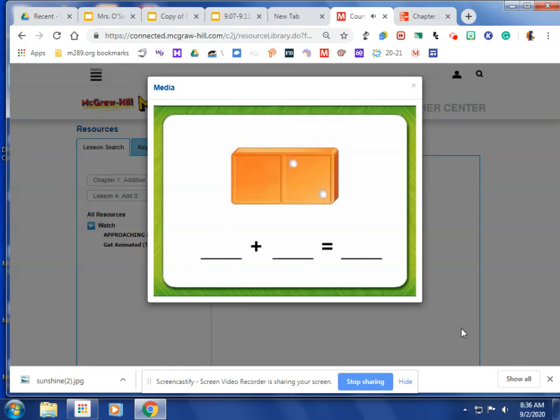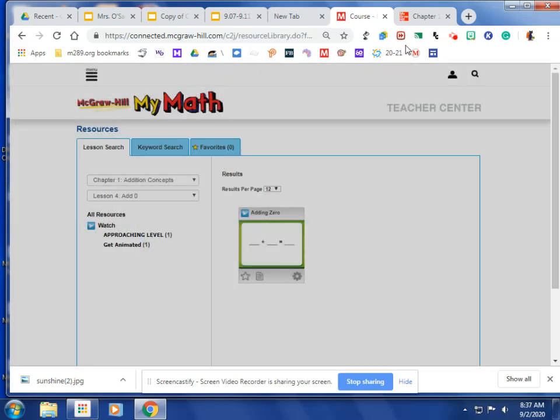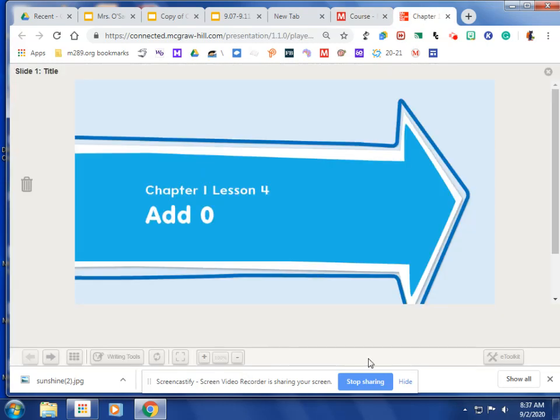Let's try one more. There aren't any dots on the left side of the domino, so we write 0. There are 2 dots on the right side of the domino, so we write 2. 0 plus 2 equals 2. All right. Very good. Adding 0 to a number means the number stays the same. And so we're working on chapter 1, lesson 4, add 0.